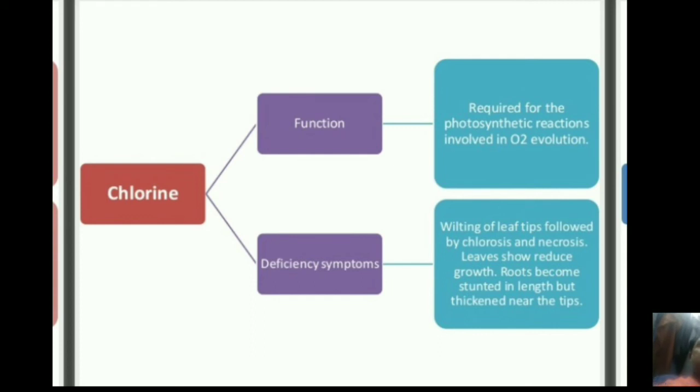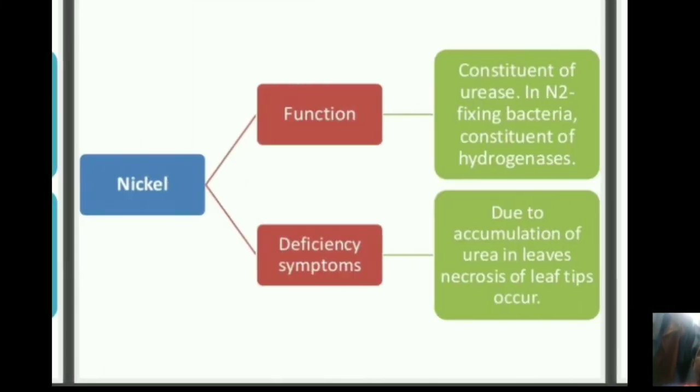When we see nickel, it is required in a very small amount when we see the dry weight of the plant. When we see the function, it is a constituent of urease enzyme in nitrogen-fixing bacteria. It is a constituent of hydrogenases also. So deficiency symptoms lead to accumulation of urea in leaves. Necrosis of leaf tips occurs due to the deficiency of nickel.